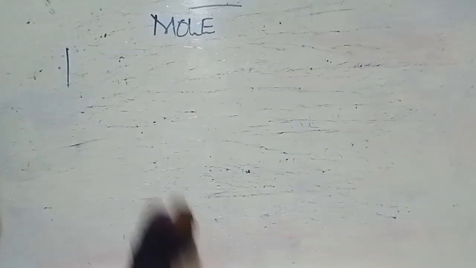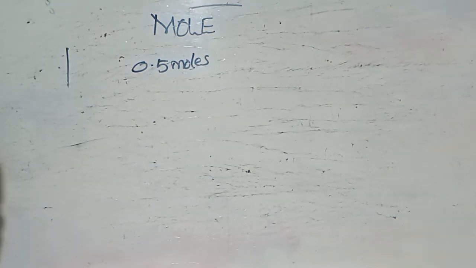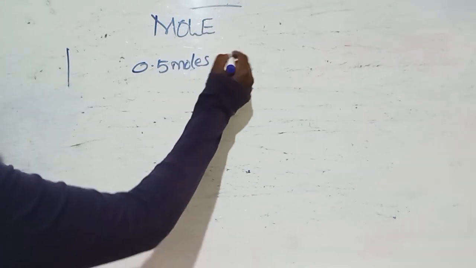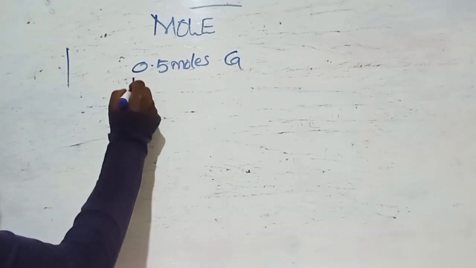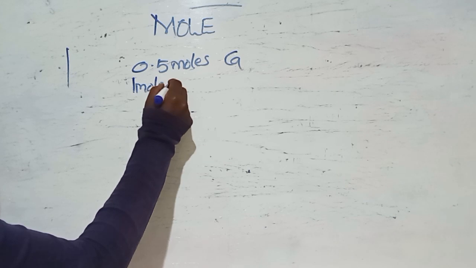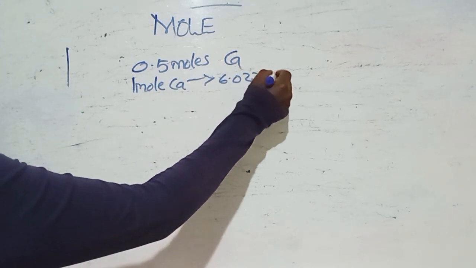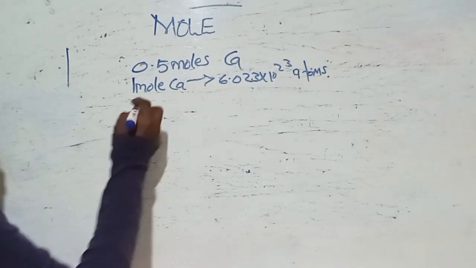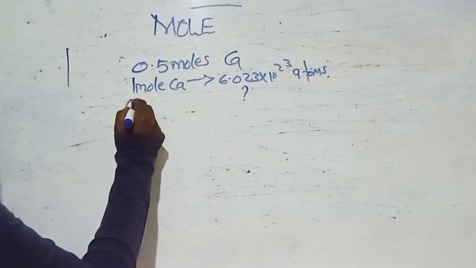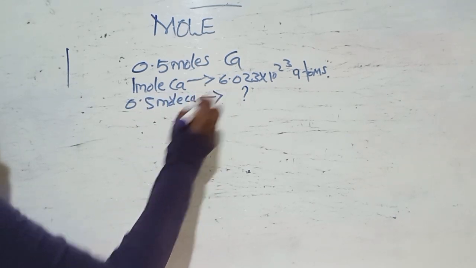Now, how many atoms are present in 0.5 moles of calcium? What do you say? 1 mole of calcium contains 6.023 times 10 raised to power 23 what? To power 23 atoms. So how many atoms are going to be present in 0.5 moles of calcium?